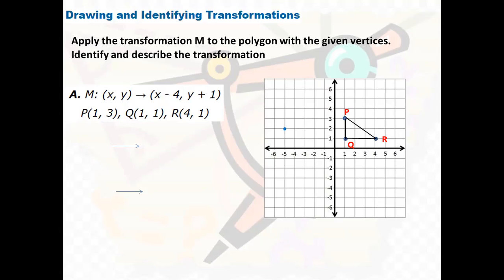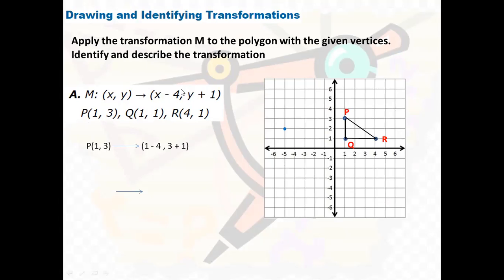This is called the pre-image. Now we are going to use this rule for these coordinates. For each coordinate, you need to use the rule. So let's start with P. P is (1, 3). So what is the rule? They told us x minus 4.